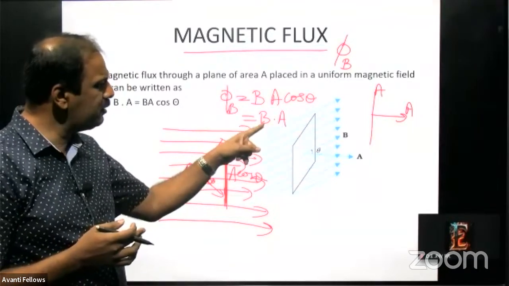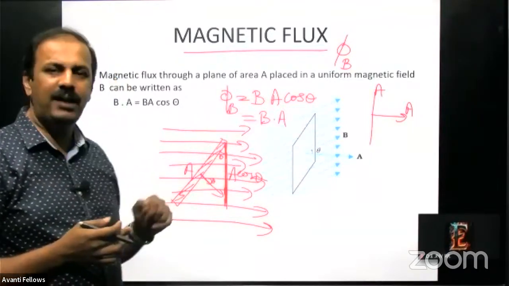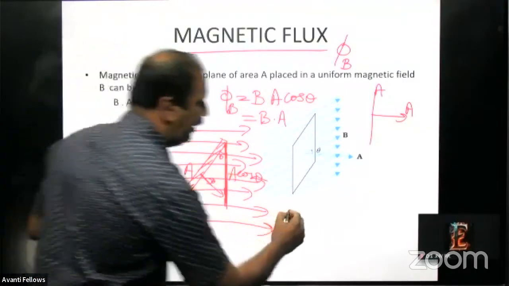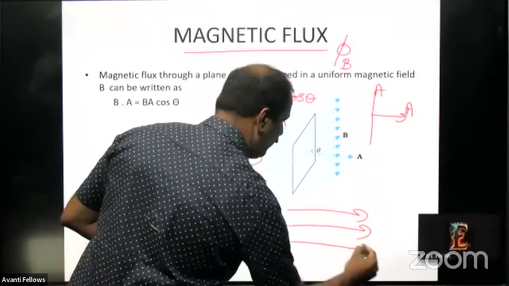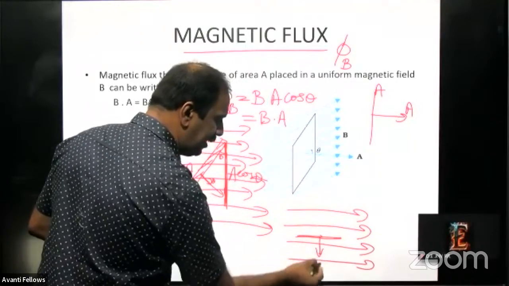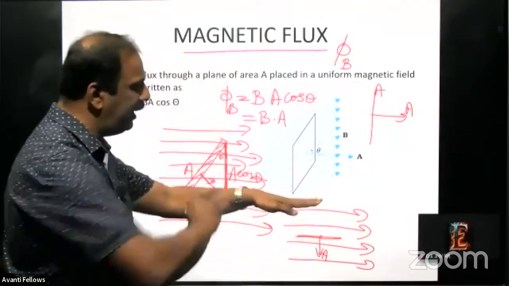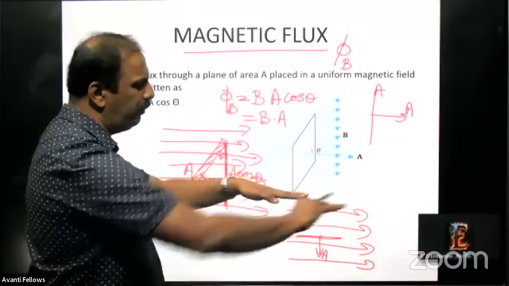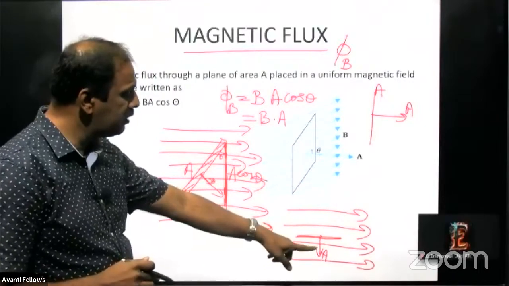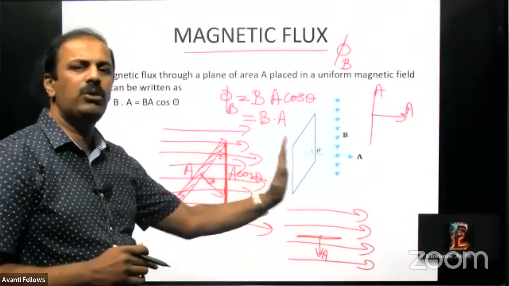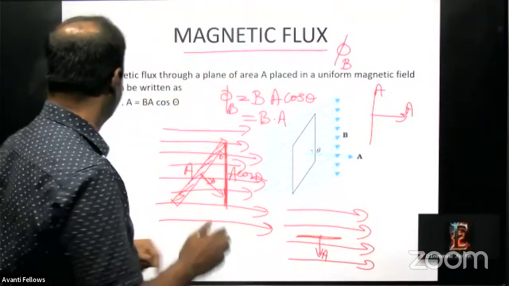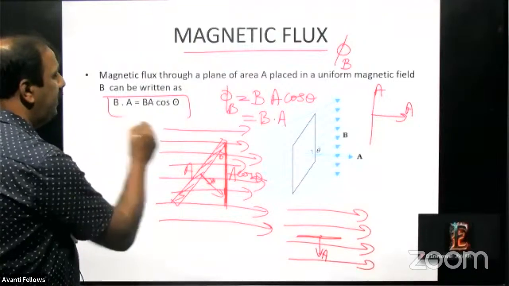But the point is we have B A cos theta. This angle also is very important. Now you see here, if your field is this way and your area is this way, the area vector will be like this. So no field line is cutting through, the field lines are going above and below. So we have zero flux through that one. If you keep it like this, you have the maximum flux. That's how we have to deal with it. So our magnetic flux is given by B dot A or B A cos theta.